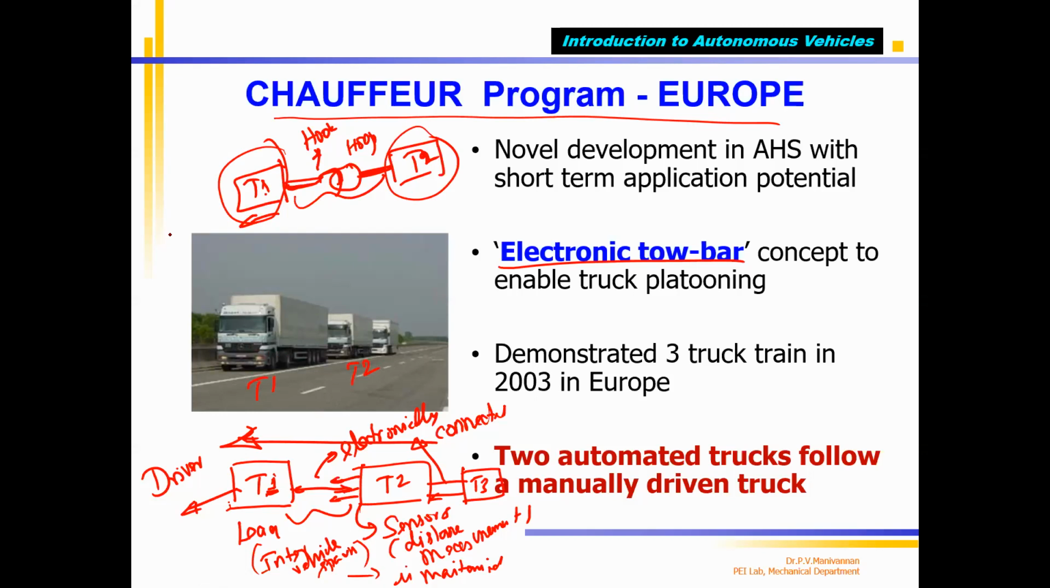Correct? Or it is a trailer, there's no engine at all. That is a conventional truck and trailer, mechanically connected. This is a mechanical truck. But with an electronic tow bar, T1 is a truck which has its own engine, all those things. It is driven by a driver. T2 also has an engine, everything. It is a regular truck, but with electronic sensors.